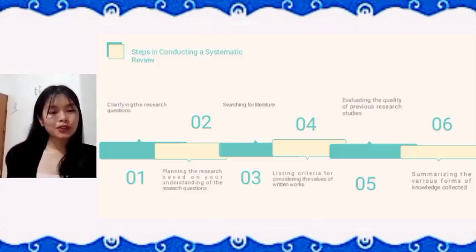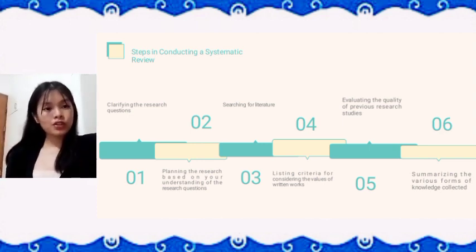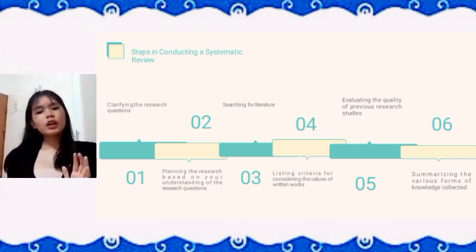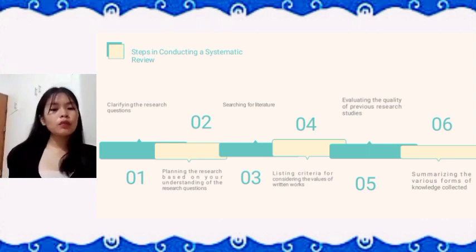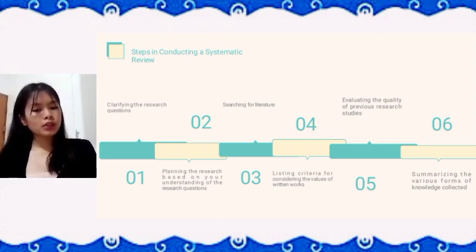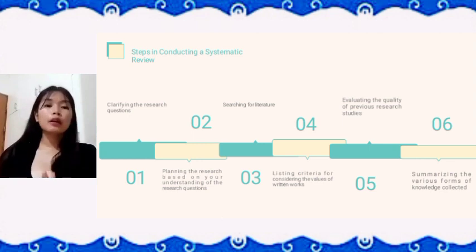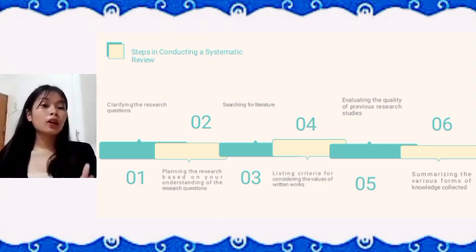Systematic review of related literature happens through the following sequential steps. First is clarifying the research questions. You cannot proceed to systematic review if you don't have a clear understanding and a clear presentation of your research questions, and you really need to clarify and present the questions in a way that is understandable to your readers.